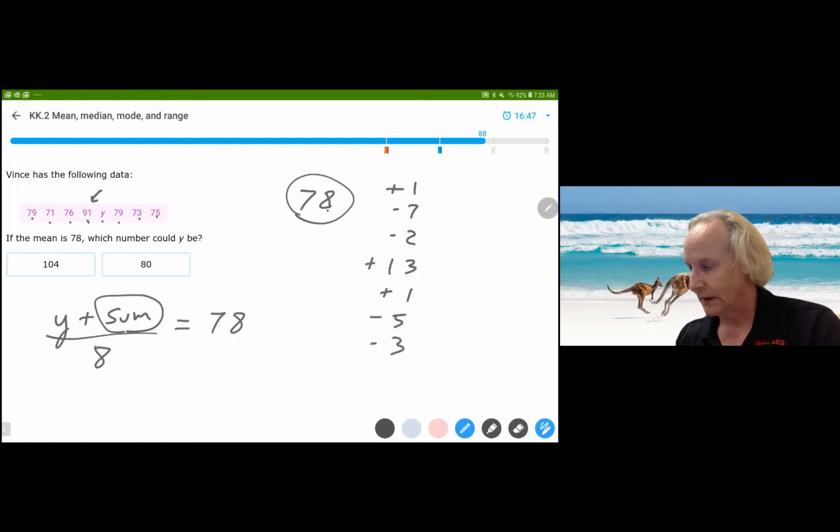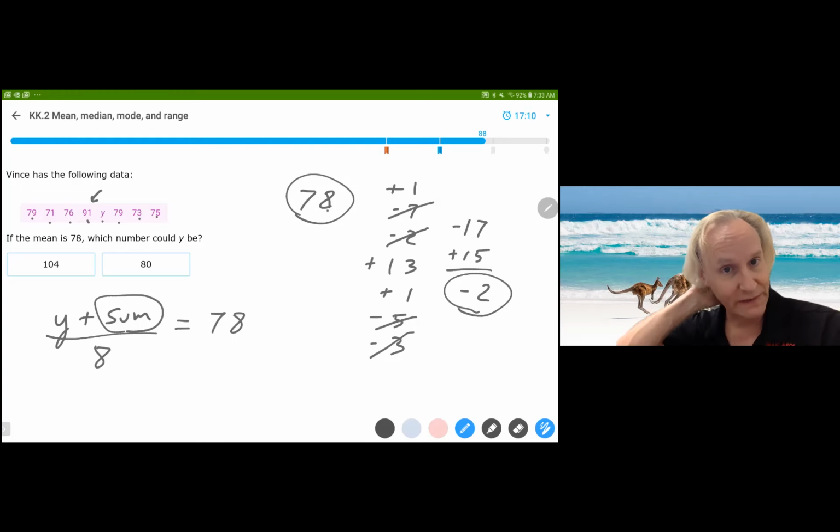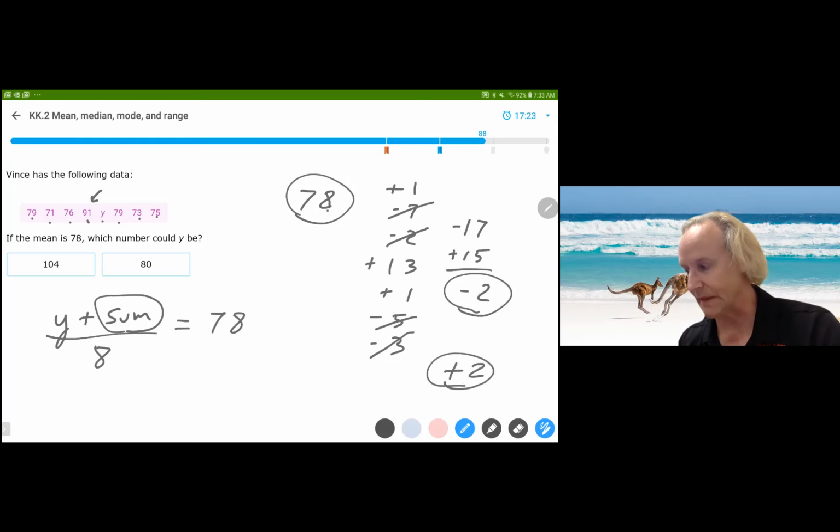So here's what I'm going to do. I'm going to take negative 3, negative 2 is negative 5, negative 10, negative 17, and that's the sum of all my negatives. My positives give me positive 15, and I get negative 2 as my sum. Now, what that tells me is that the sum of these guys is negative 2, but I want it to be 0. So what I need to overcome that negative 2 is 2 more. I need a positive 2 to make it 0.